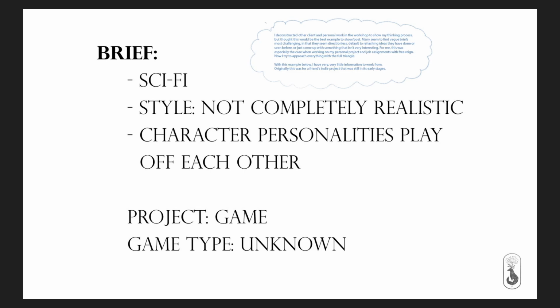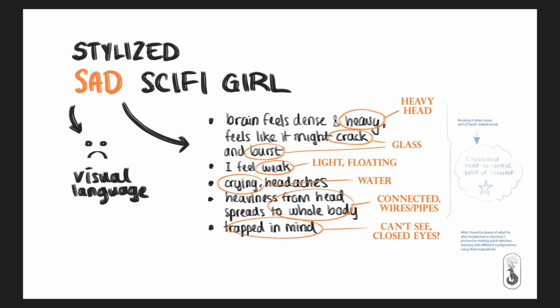For example, you want to know what genre it is. You want to know what kind of market you're going for, because children's art is very different from adult art. And then you want to figure out what the character is like. So, moving on. The brief is that she was trying to make a sad sci-fi girl. Of course she wanted the visual language to be sad and droopy.